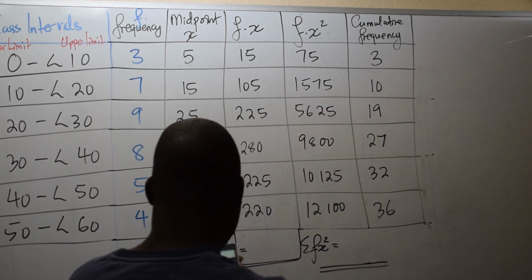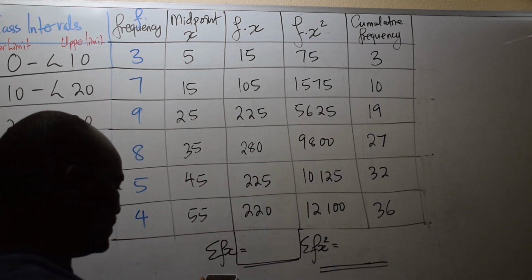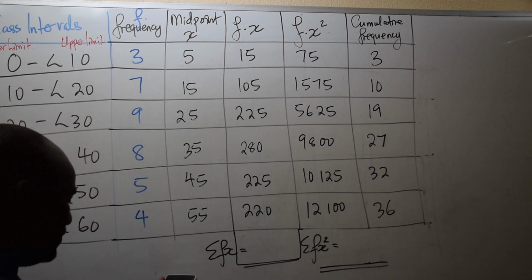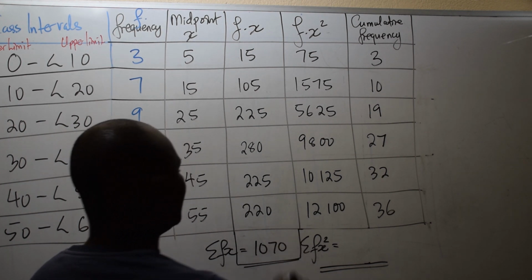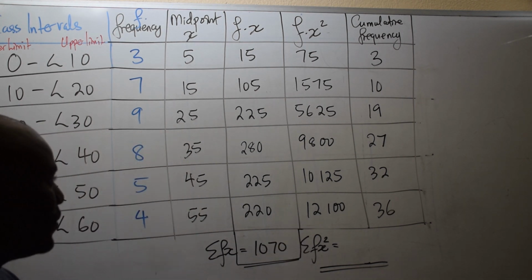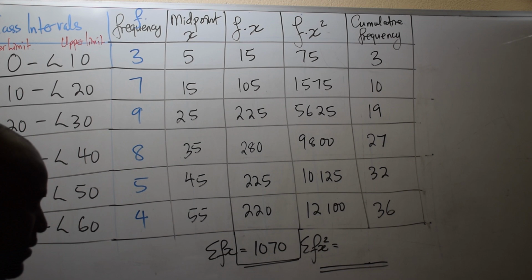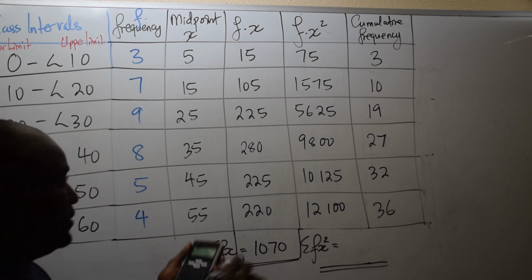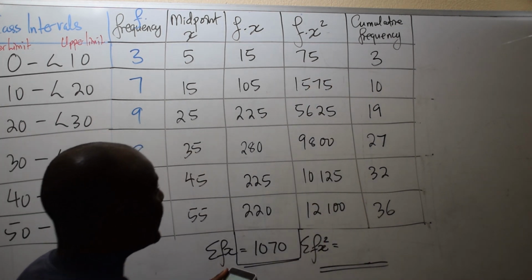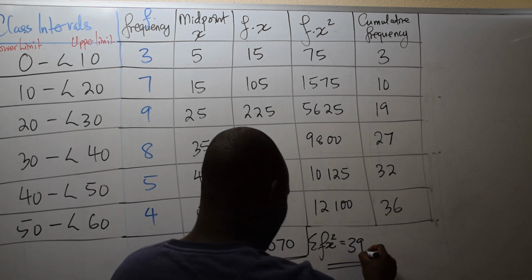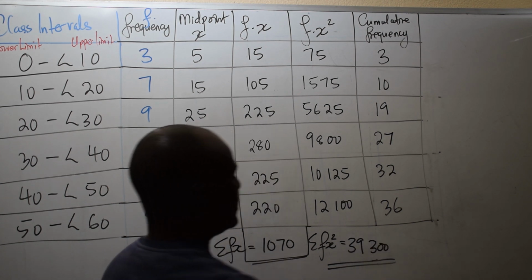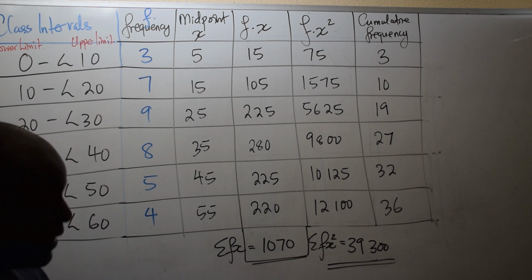So let's add up 15 plus 105 plus 225 plus 280 plus 225 plus 220. This is 1070. And then we do the summation of the fx squared. 75 plus, adding all these numbers going down, we get 39,300. So that's the total there.